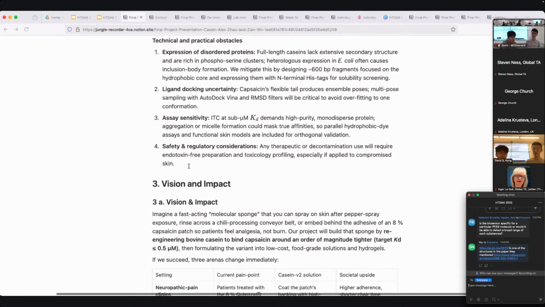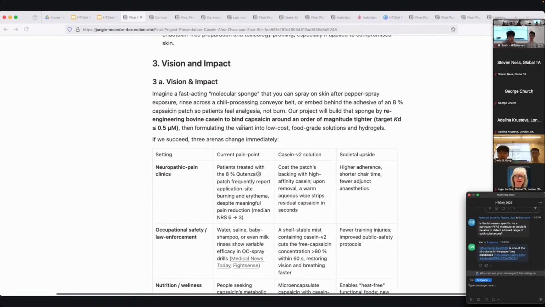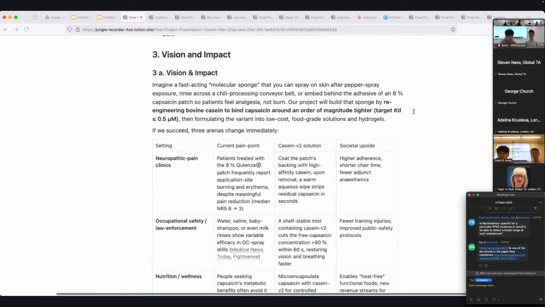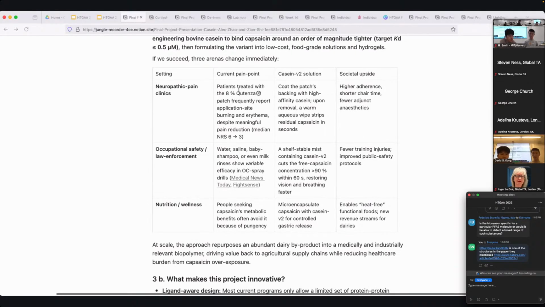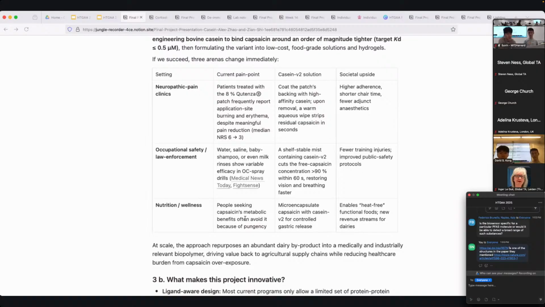Yeah, so I can talk a bit about our vision and impact for this project. Echoing what Zion said earlier, imagine a fast-acting molecular sponge I can spray on the skin, or use to wash anything that has had a huge amount of capsaicin contact, or just embed behind the adhesive in an 8% capsaicin patch for arthritis applications. If we succeed, these are the arenas you'd see: neuropathic pain clinics, like the 8% Qutenza capsaicin patch; law enforcement and occupational safety, where OC spray shows variable efficacy, so we could improve that; and also people who see capsaicin's metabolic benefits, which have been shown, though not super rigorously, by microencapsulating capsaicin with improved casein for better controlled gastric release.